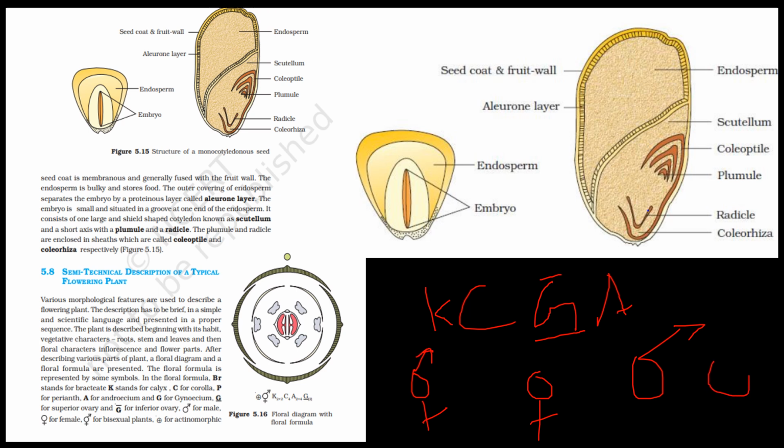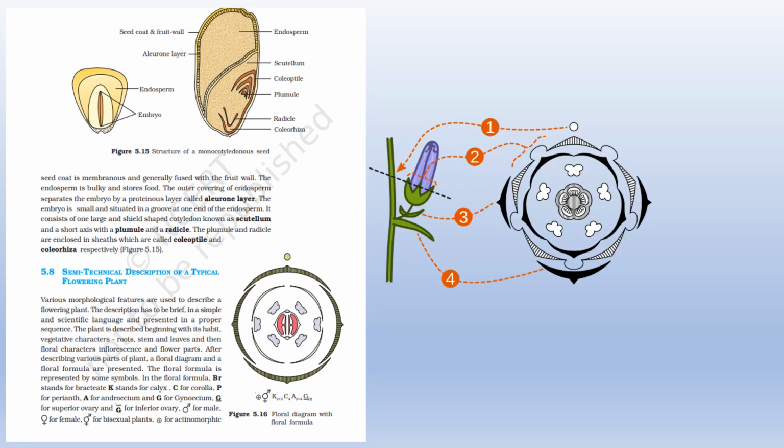Now for actinomorphic, which can be divided into equal halves in all planes, it will be represented like this. And this is the basics of how we draw the floral diagram. The calyx will be drawn here, and this black portion will be the corolla. This butterfly-like portion is the androecium, and at the center is the gynoecium. So we have the calyx, that is the sepal, petal, androecium, and gynoecium.